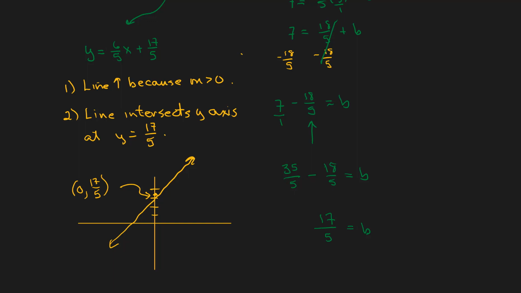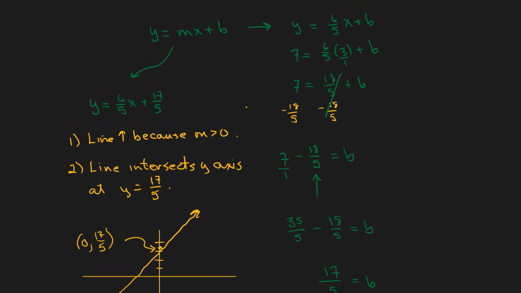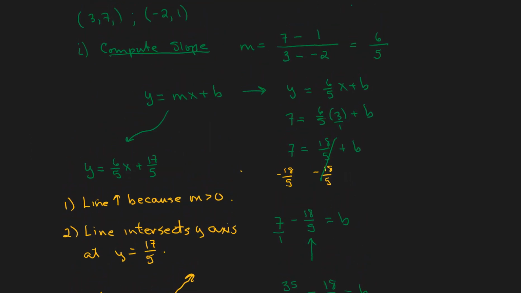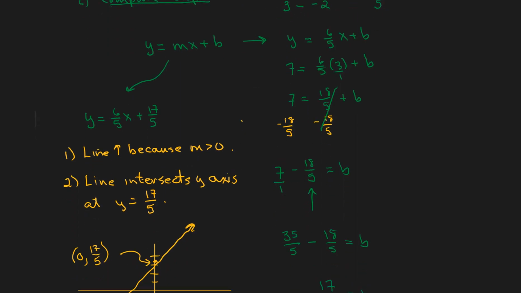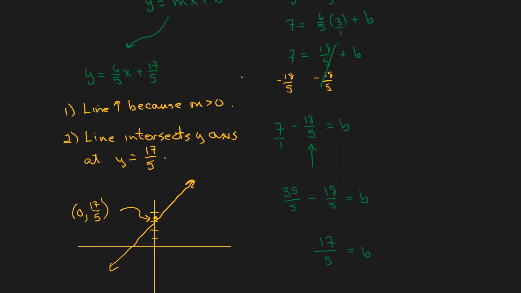So there's a quick way to get the equation of a line passing through these 2 points. When we look carefully at this, we will find that both of the points, 3, 7 and negative 2, 1, are on this line.